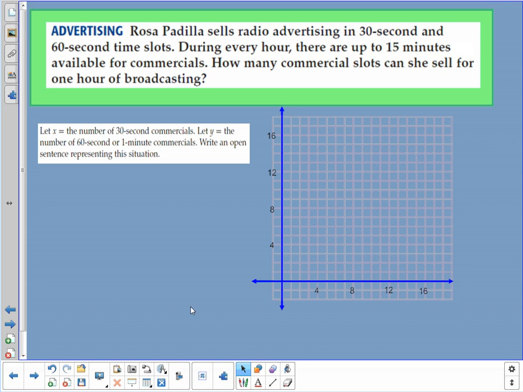Okay, so there's a couple things going on in this question. Well, one, they already gave you the X and the Y. So X is 30-second, Y is 60-second. That's good.